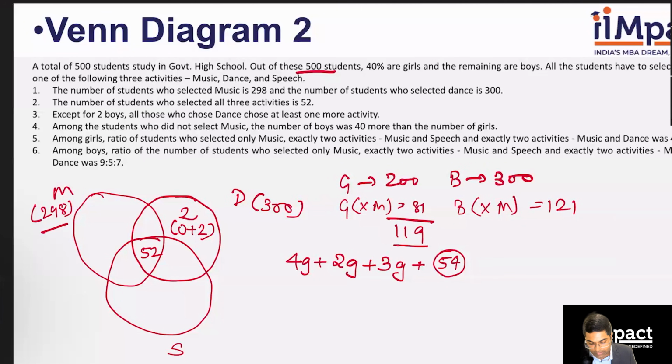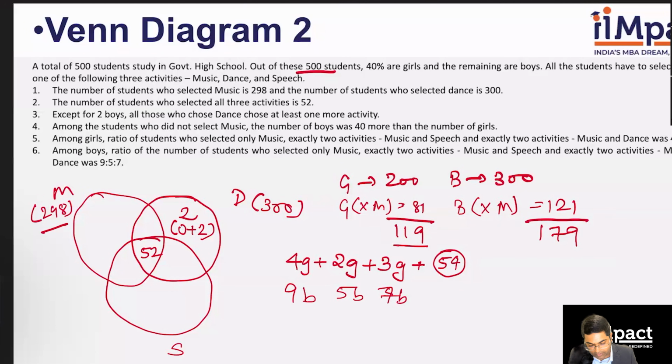And the next clue is similar for boys. So when I subtract this, I get 179. And I can say the same thing: there are 9B boys who have taken only music, 5B boys who have taken music and speech, and 7B boys who have taken music and dance. Cool.